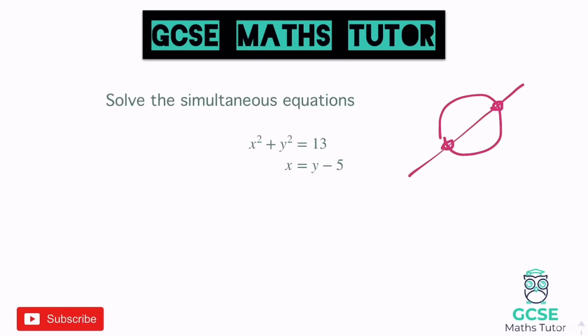That is, of course, unless the straight line is a tangent, which could be quite hard for me to draw, but if it was a tangent, it might just touch the circle at one point there. So it could actually only have one solution, but the majority of the time these are going to have two solutions. Now let's get rid of that.